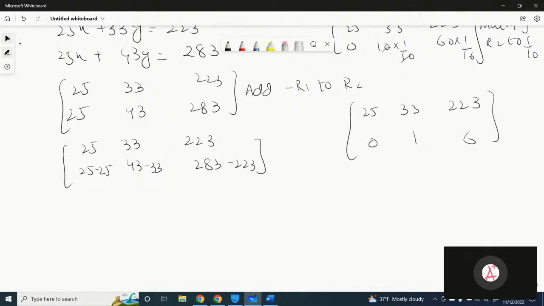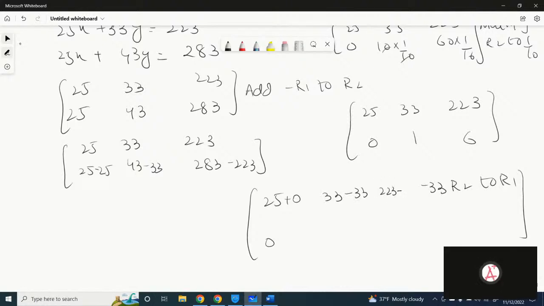Okay, first, you can add negative 33 R2 to R1. Got it? Because here you have already 0. So negative 33 times 0 is 0. We have negative 33 minus 33. Then you have 223 minus 33.